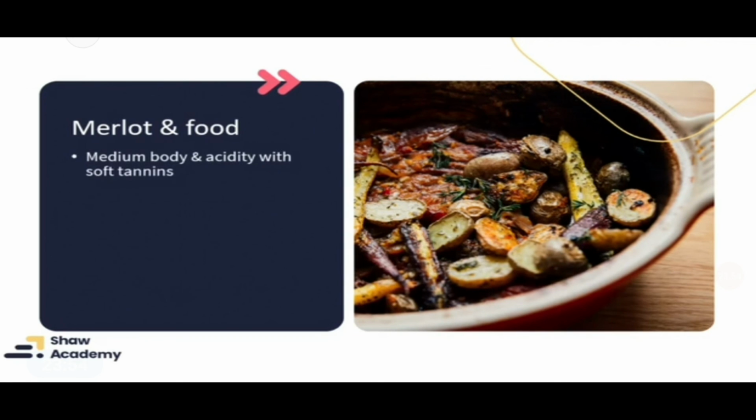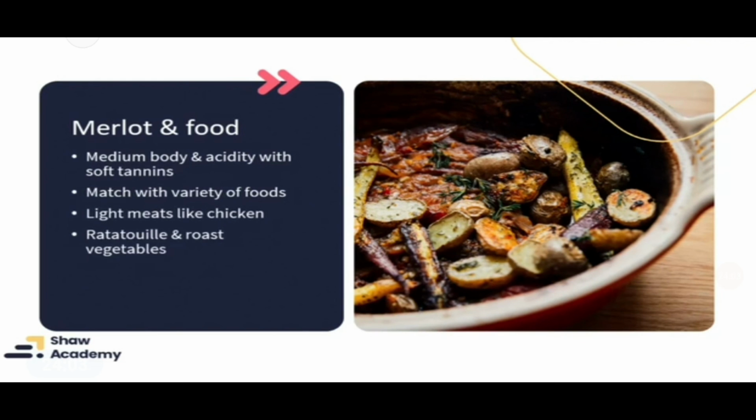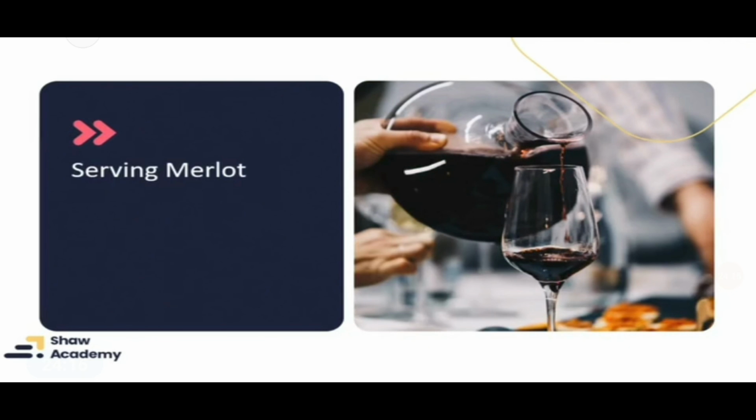Merlot matches with a variety of foods because of its medium body and acidity and soft tannin structure. It pairs well with lighter meat like chicken and roast vegetables or ratatouille, as well as lean cuts of beef. If the Merlot has been made more in the international style or the New World style, which means it's fuller bodied and has a higher alcohol, it will pair well with richer foods.